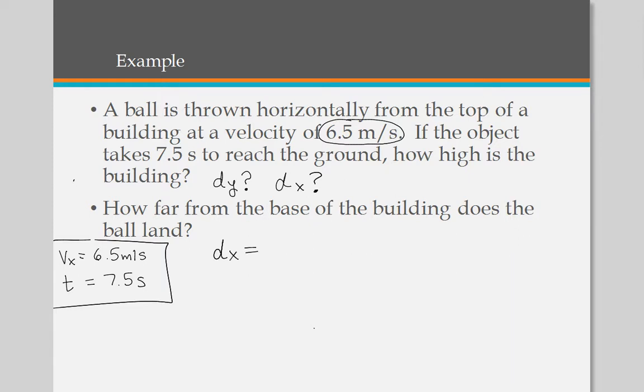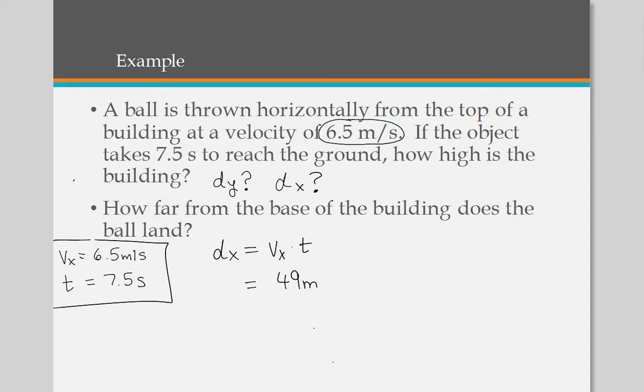Horizontal is uniform or non-uniform? Uniform. So horizontal is VT. And you have both of those, so you can get the 6.5 times 7.5. 48.75, with two significant digits, 49 meters.